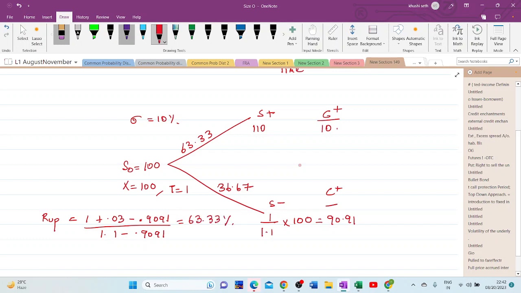Is everyone getting this? Is anyone getting something else? Guys, are you getting this? So the expected value of the call in 1 year is going to be 63.33 into 10 plus 36.67 into 0, which is going to be 6.33. This is the expected value of the call in 1 year. The present value of this expected call premium is 6.33 divided by 1.03, which is 6.14. So my C0 is going to be 6.14.